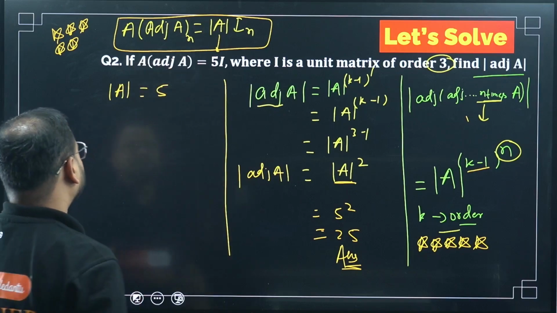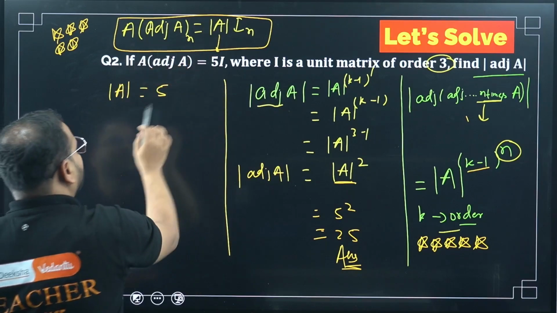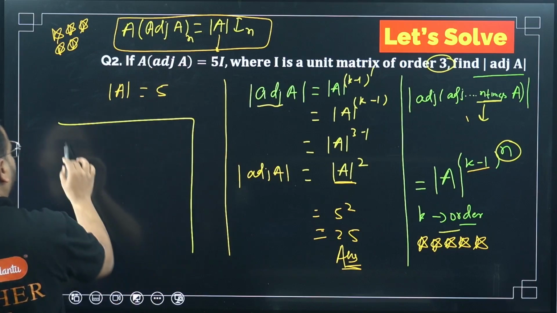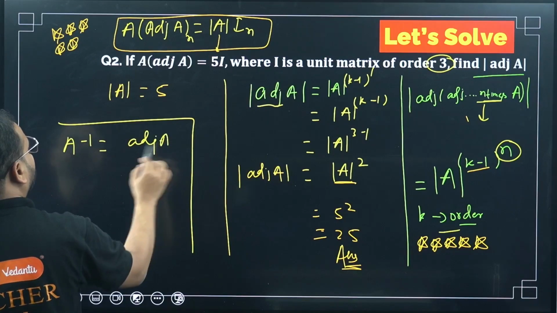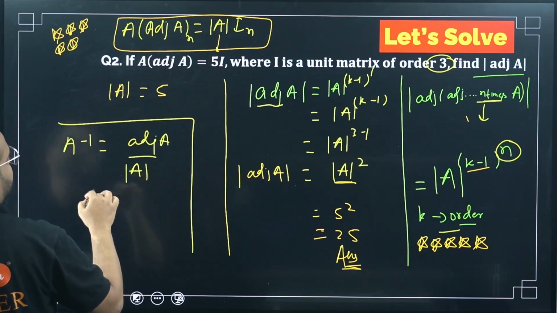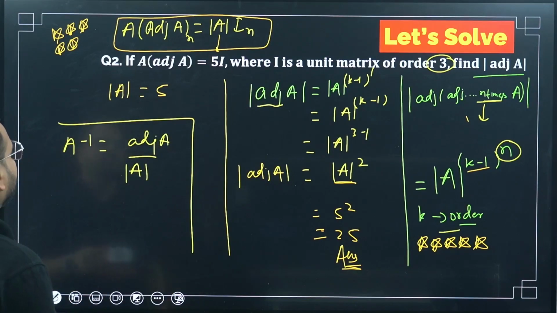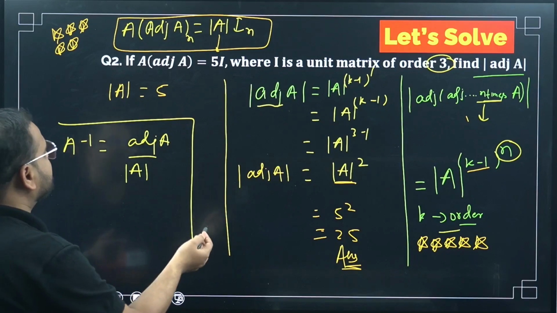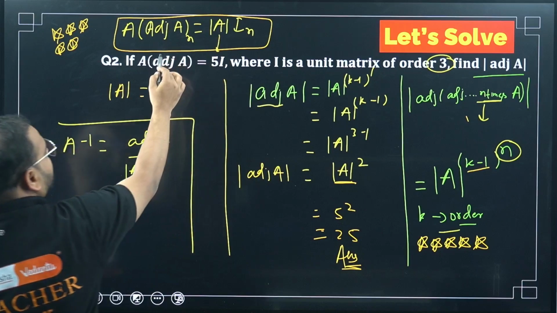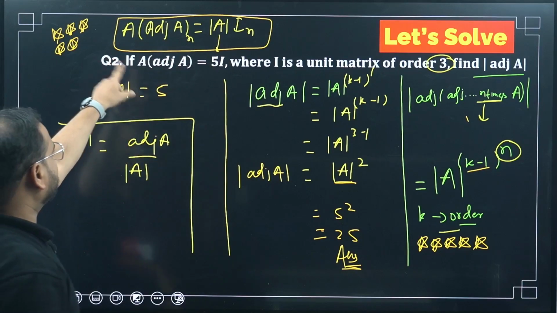You'll see why. So what is the property? A adjoint A is determinant of A. What did we learn about the inverse right now? Please check. We learned that A inverse is what? Adjoint of A upon the determinant of A. Now obviously the determinant is a number, right? I can move it over here, okay? So from here you can get this.